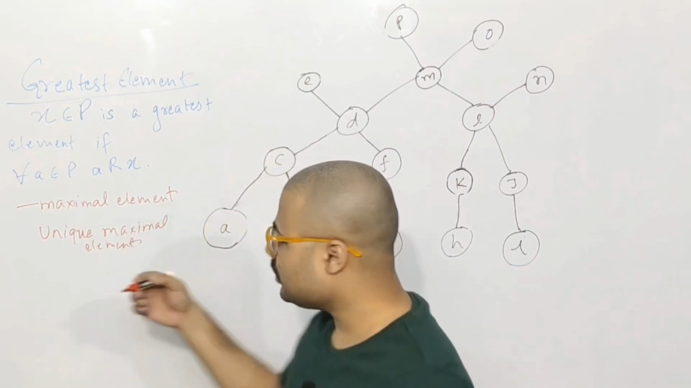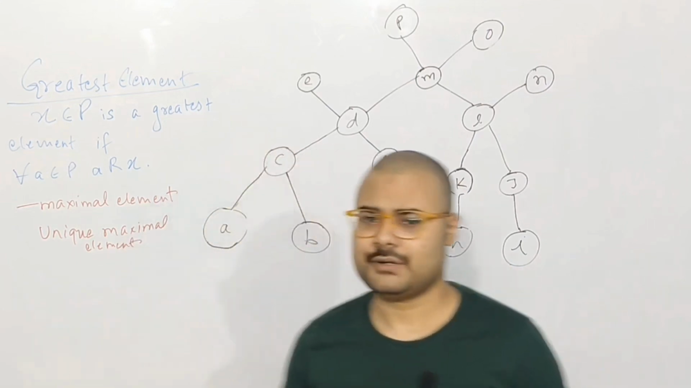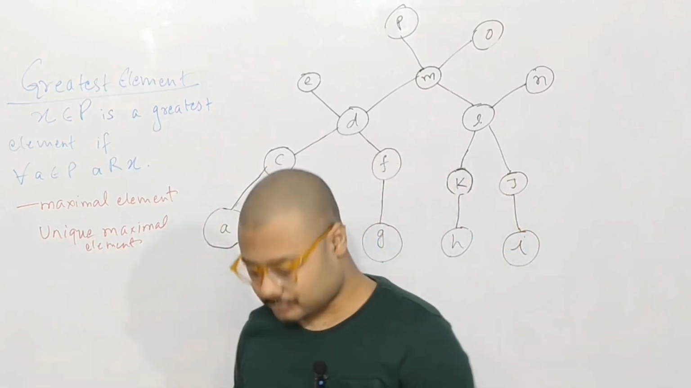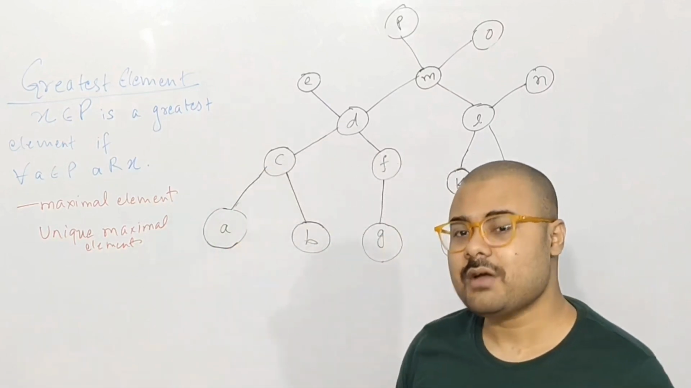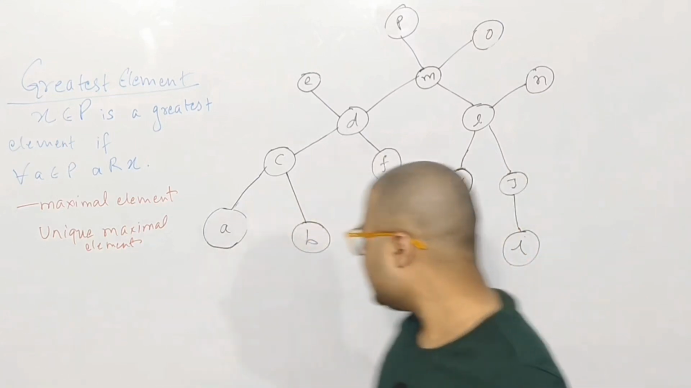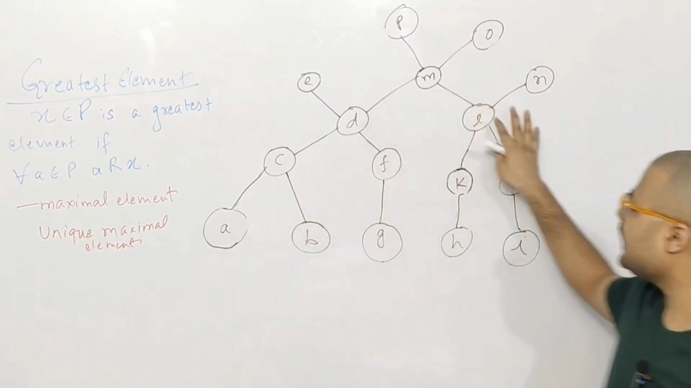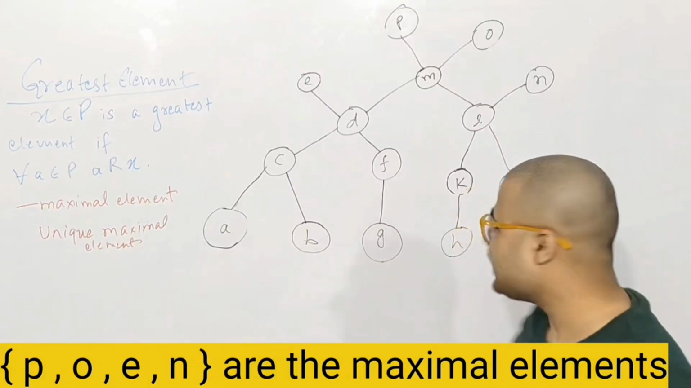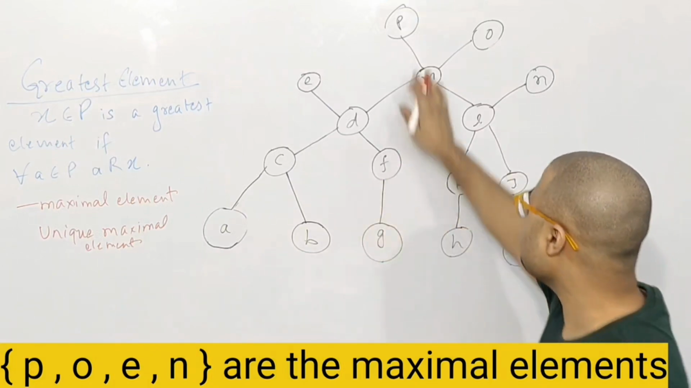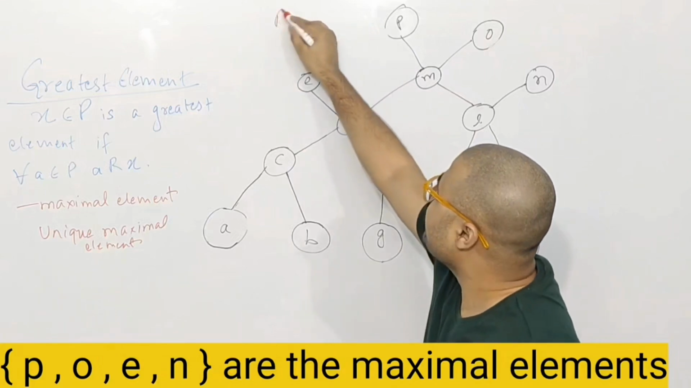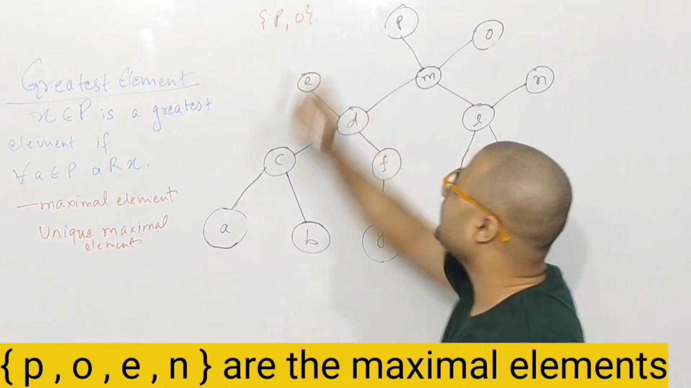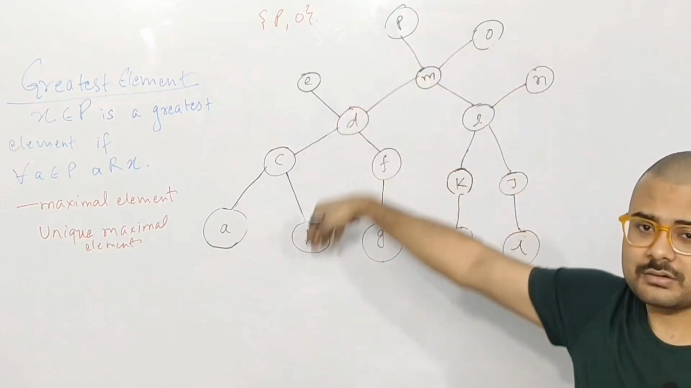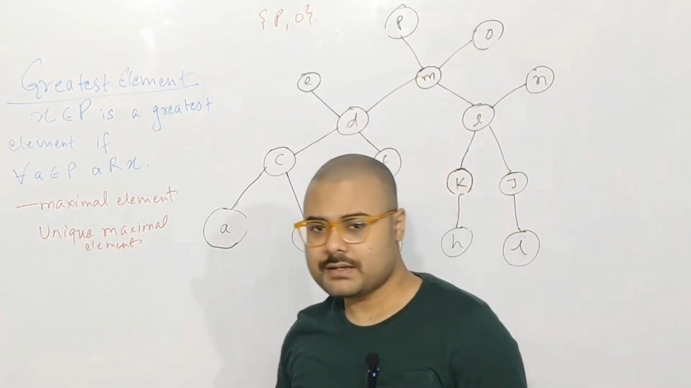Your poset may or may not have a greatest element. If your poset has a greatest element, then your poset has a unique maximal element. Like in this Hasse diagram, P and O are maximal elements, but they are not unique. P and O both are maximal elements, so there is no greatest element in this poset. So why does there have to be a unique maximal element?